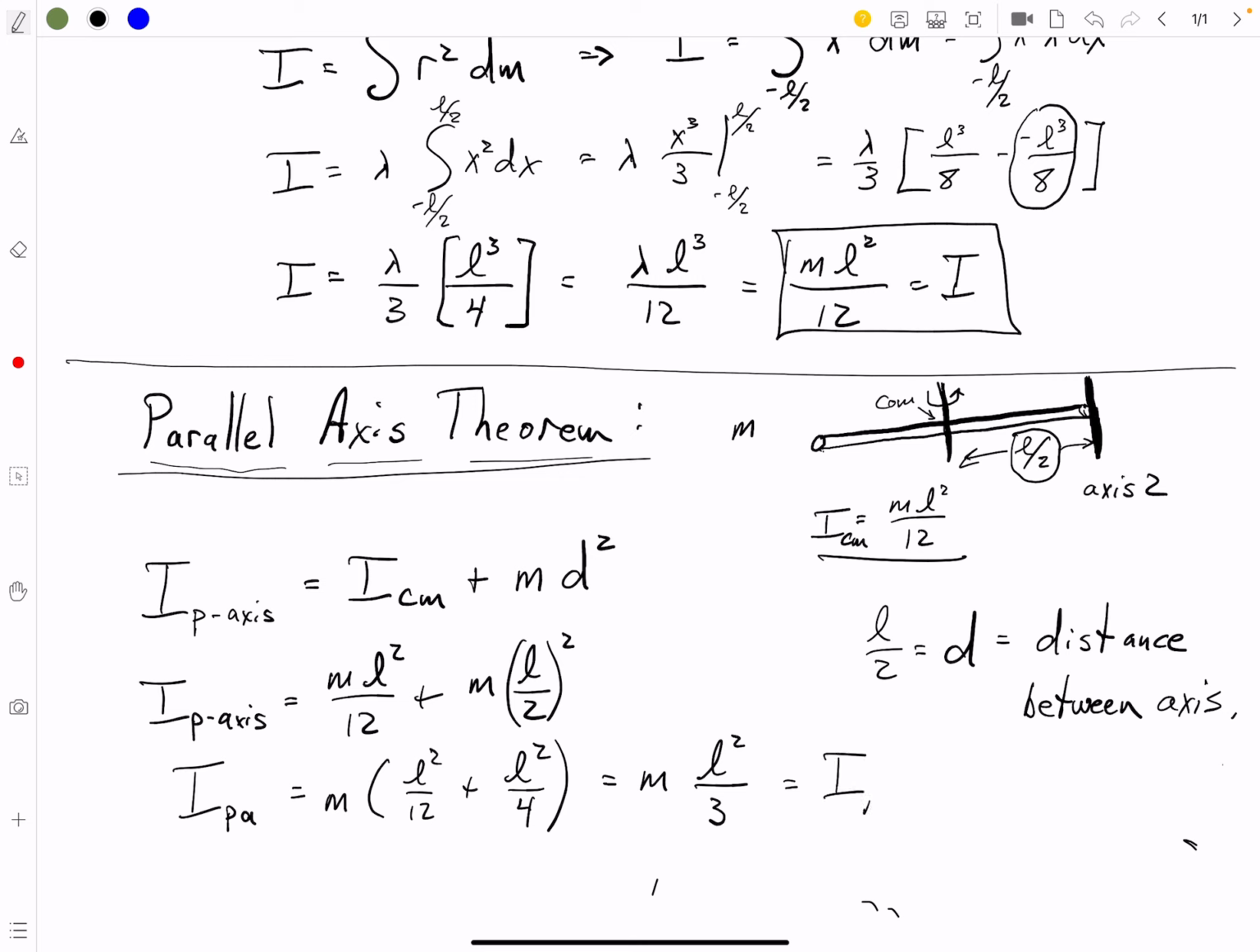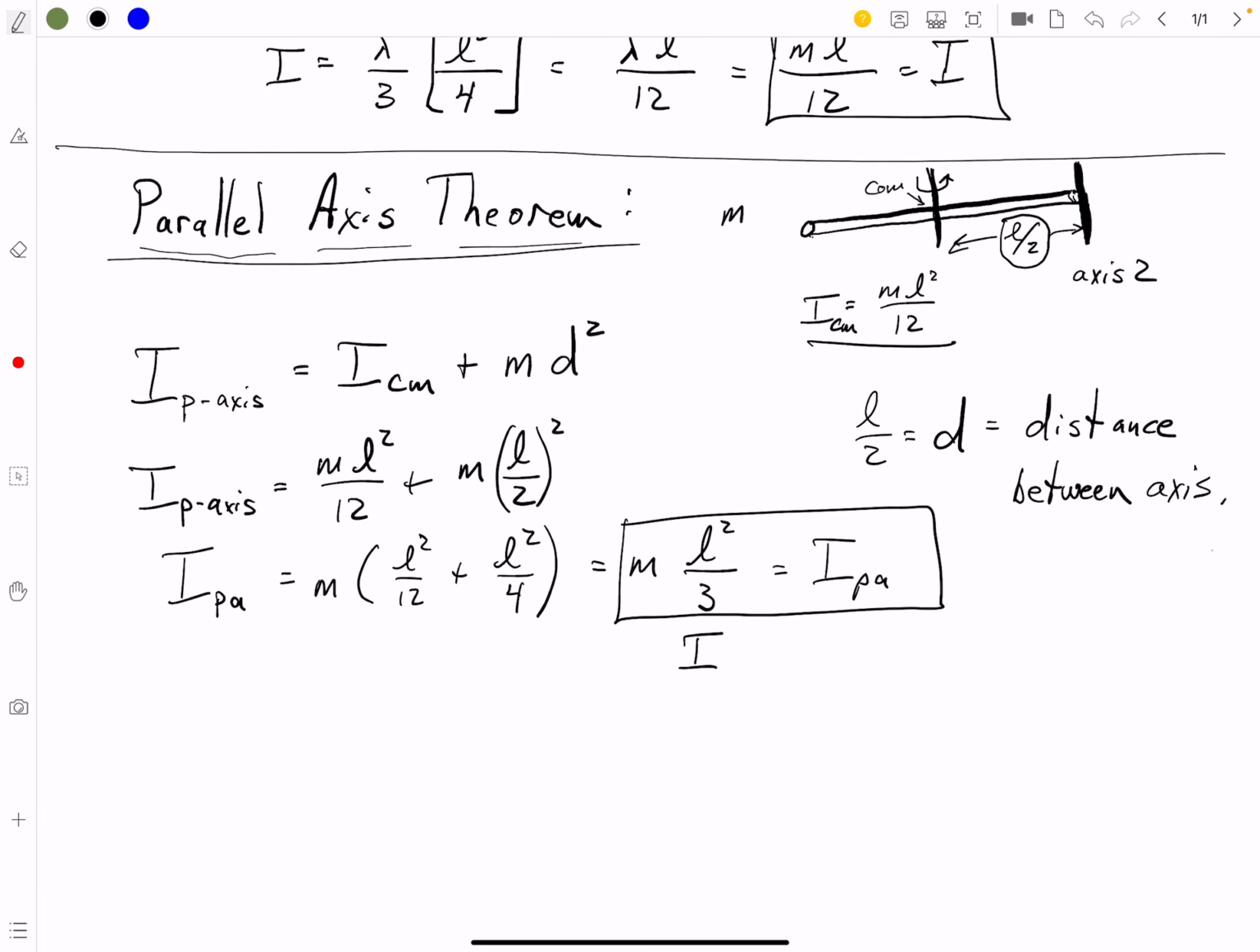So our parallel axis theorem works because it gives us I for a thin rod when it's rotated about the end. I should say thin rod, not a disk. Okay. And just to make sure that we all know that that's what's happening, I'm going to write it down as ml squared over 3 about axis 2. All right, so we used the parallel axis theorem, and we got it to work.